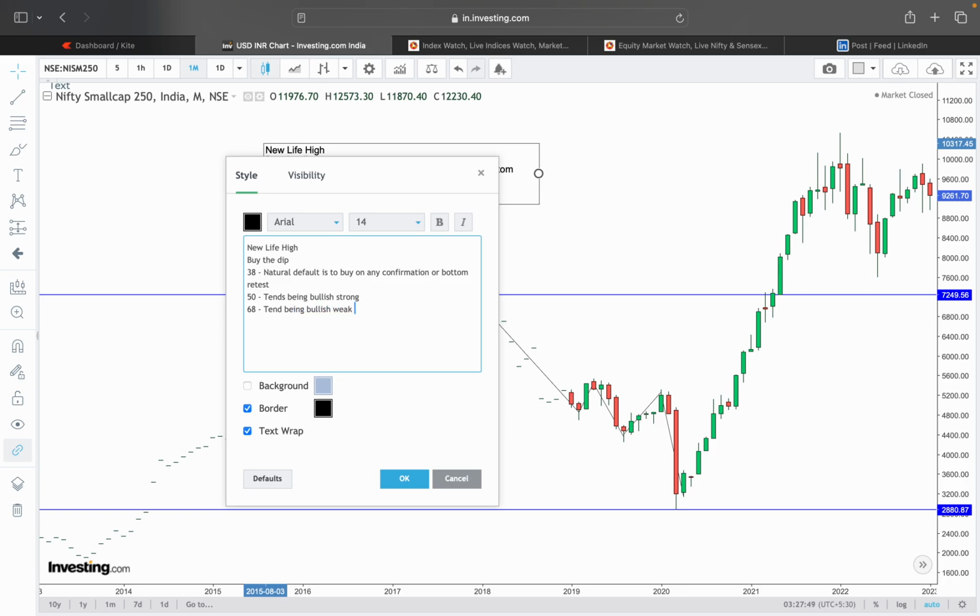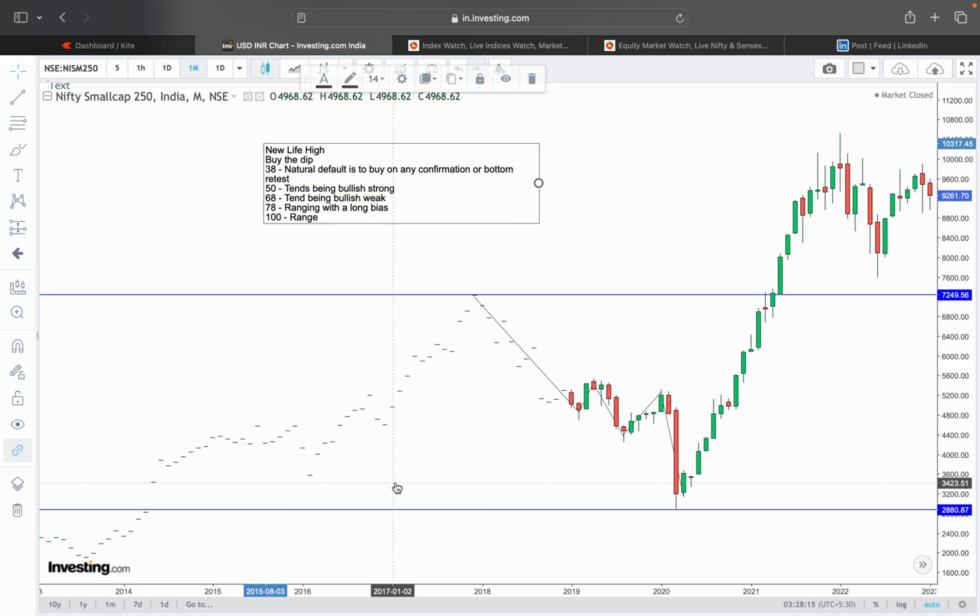So if the pullback is 68%, the security is bullish weak. If the pullback is still 78%, we will say that this is a security which is ranging with a long bias. And if the pullback is all the way to 100%, then it is a guaranteed range, at which point you can take natural longs and shorts, and it is justified on the longer time frames.